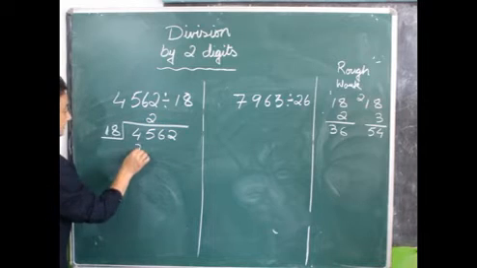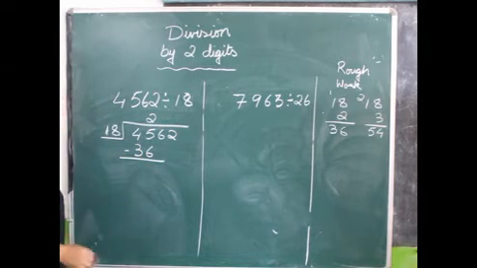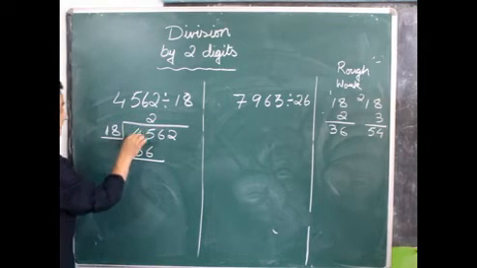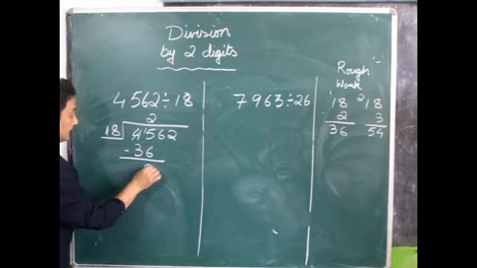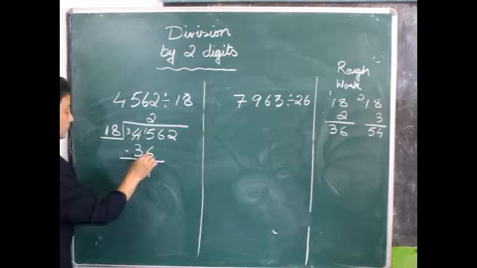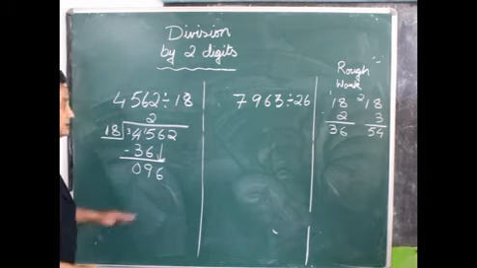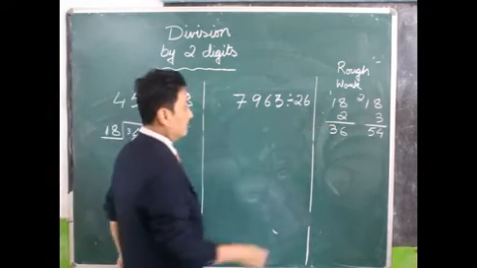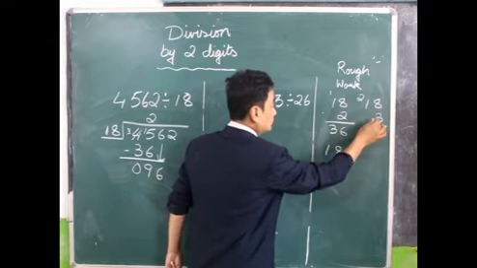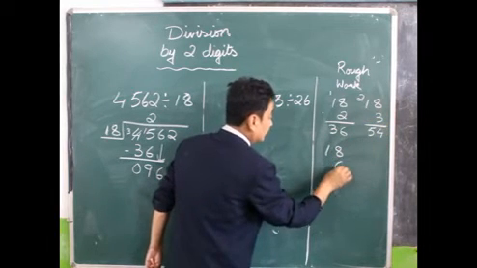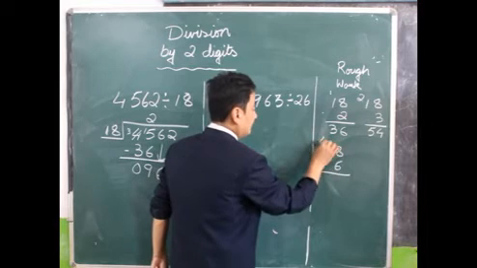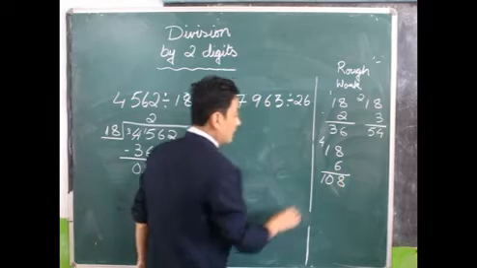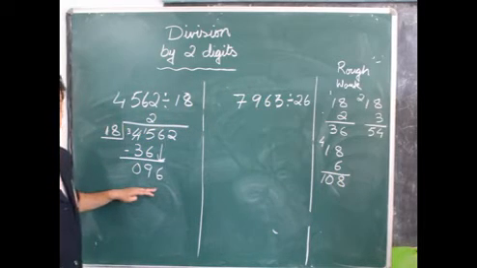18 twos are 36. Remember children, if the top number is smaller, what must we do? Borrow from the next number. 15 minus 6, 9. 3 minus 3, 0. Bring down 6. Which number is here? 96. So let's do the multiplication in the rough column. So 18. Let's do 3 times is 54. Let's do 6 times. 6 8s are 48. 6 1s are 6 plus 4, 10. It is 108, which is bigger than this number.